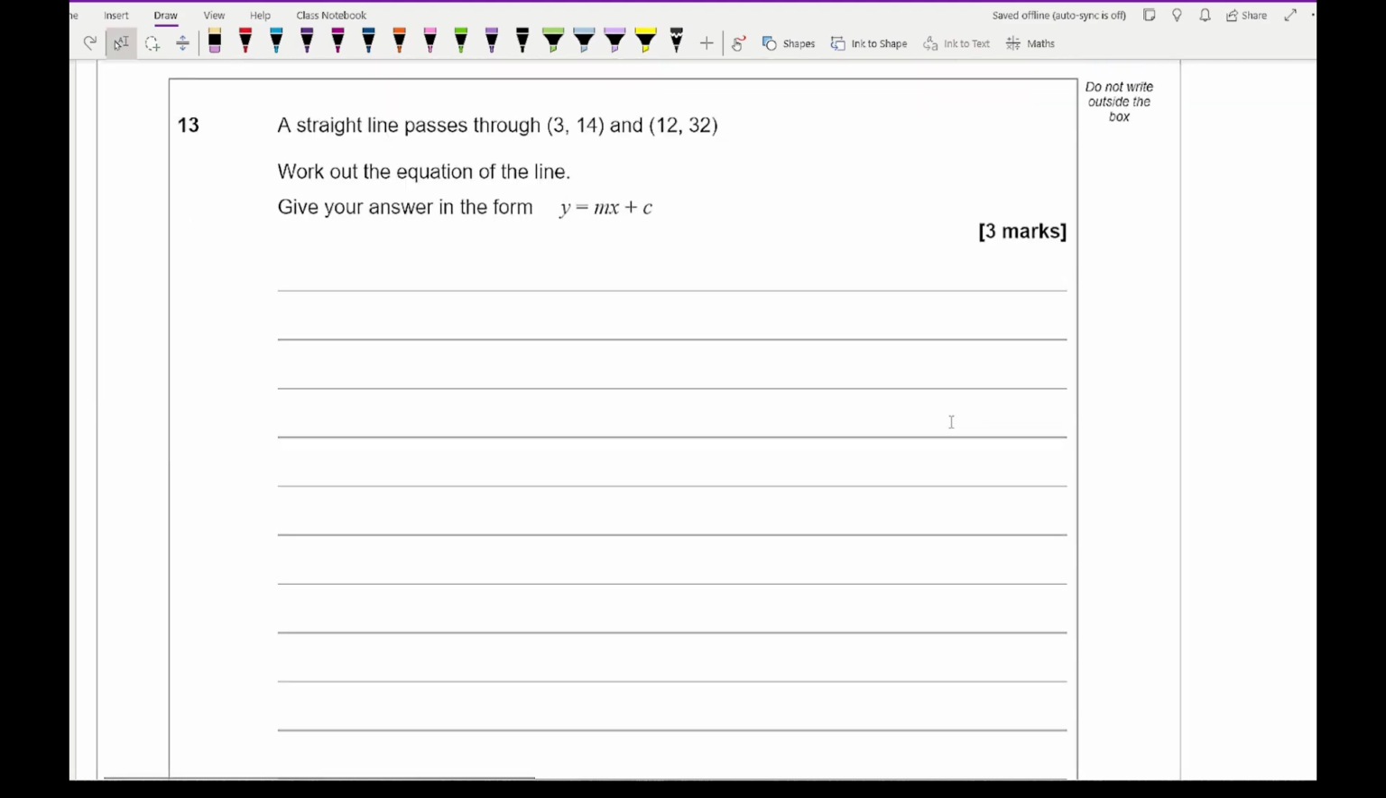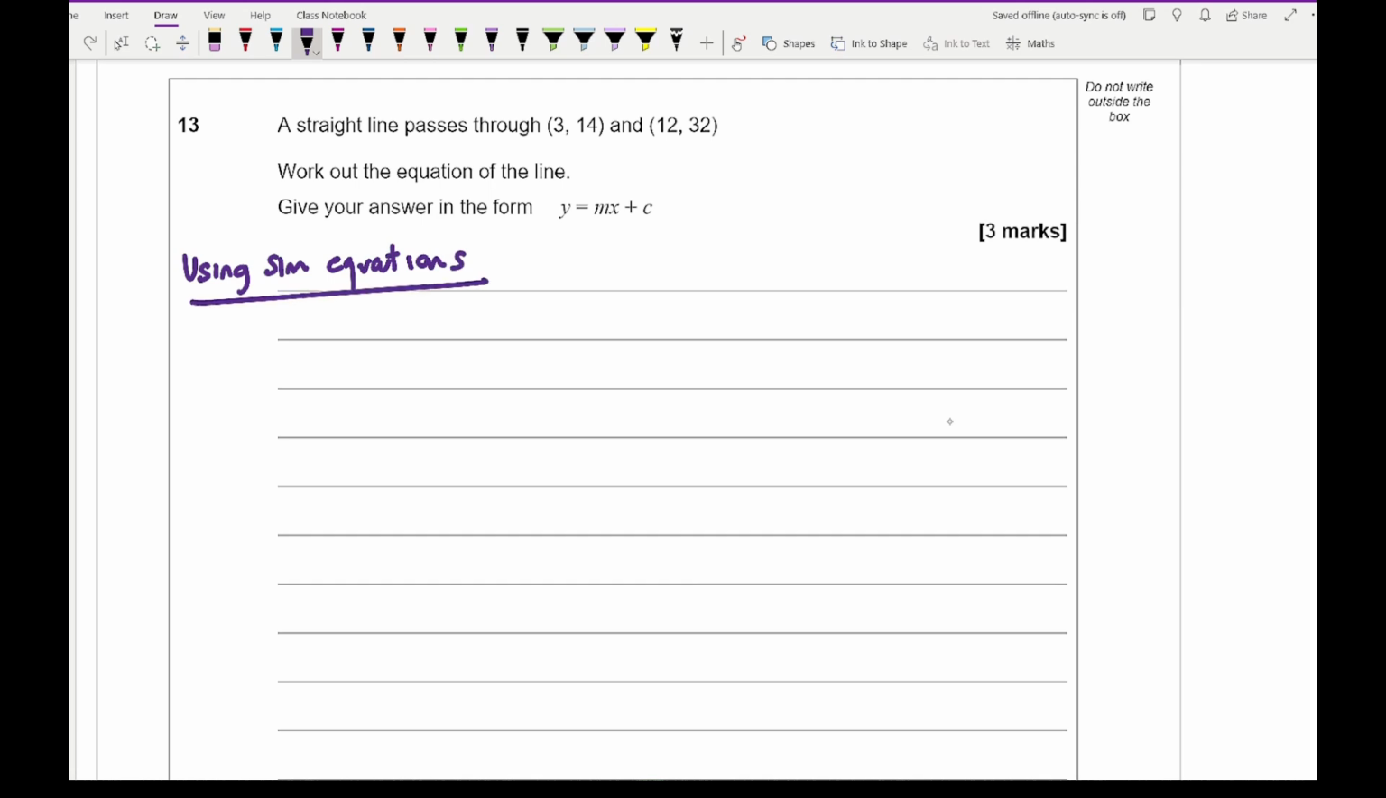Moving on to question 13, it says that a straight line passes through (3, 14) and (12, 32), and the question is asking us to work out the equation of the line, giving our answer in the form y equals mx plus c. Now there's a couple of ways in which you could do this. One technique I've discovered that works nicely is using simultaneous equations.